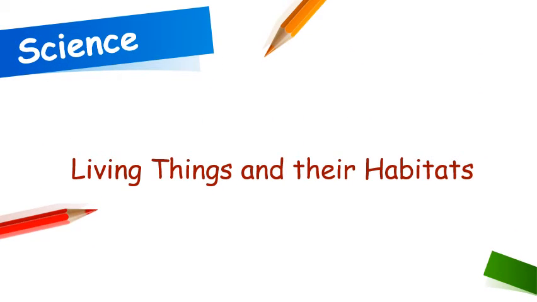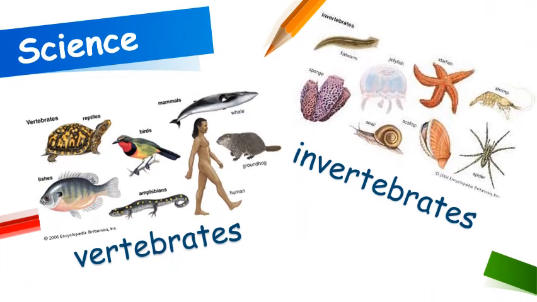In biology, we will take a look at living things and their habitats. Difference between vertebrates and invertebrates. A creature which is classified as a vertebrate is one which has a spinal column. A creature which is classified as an invertebrate doesn't have a spine or backbone.